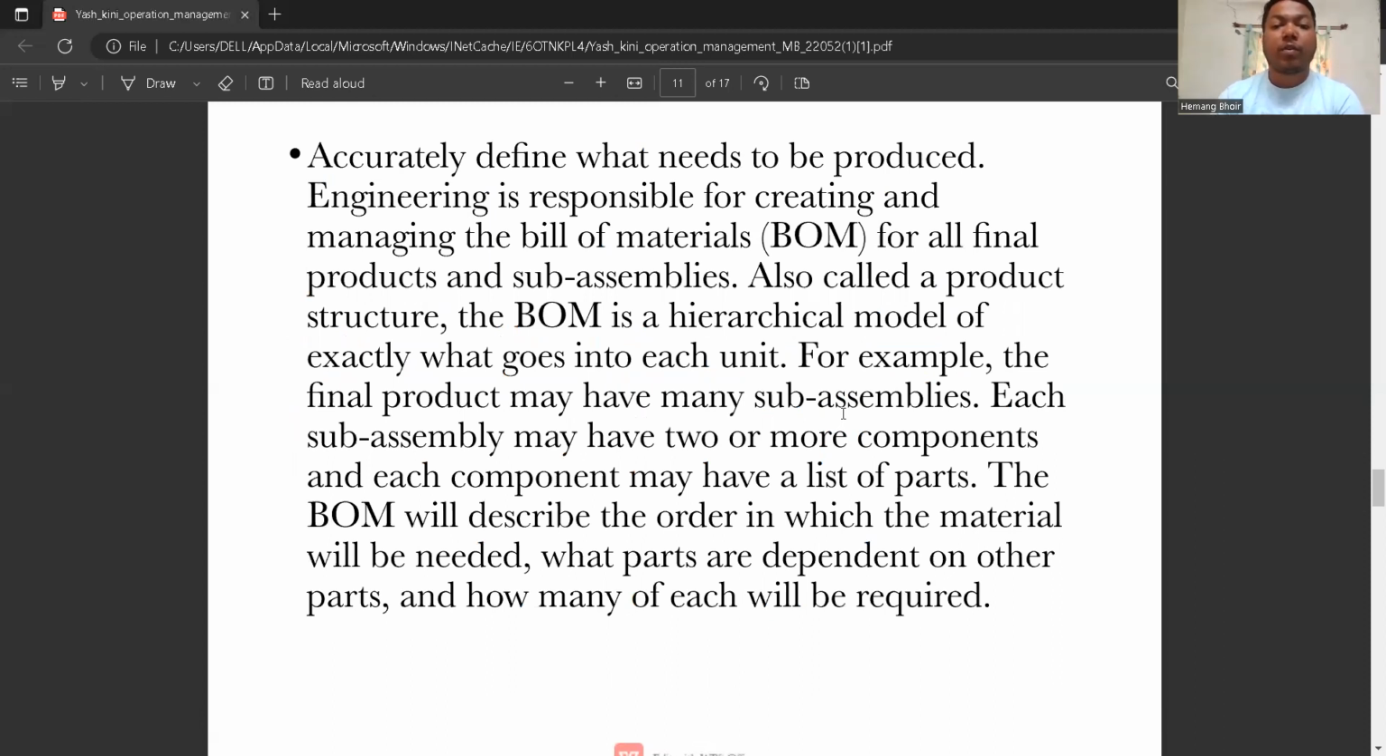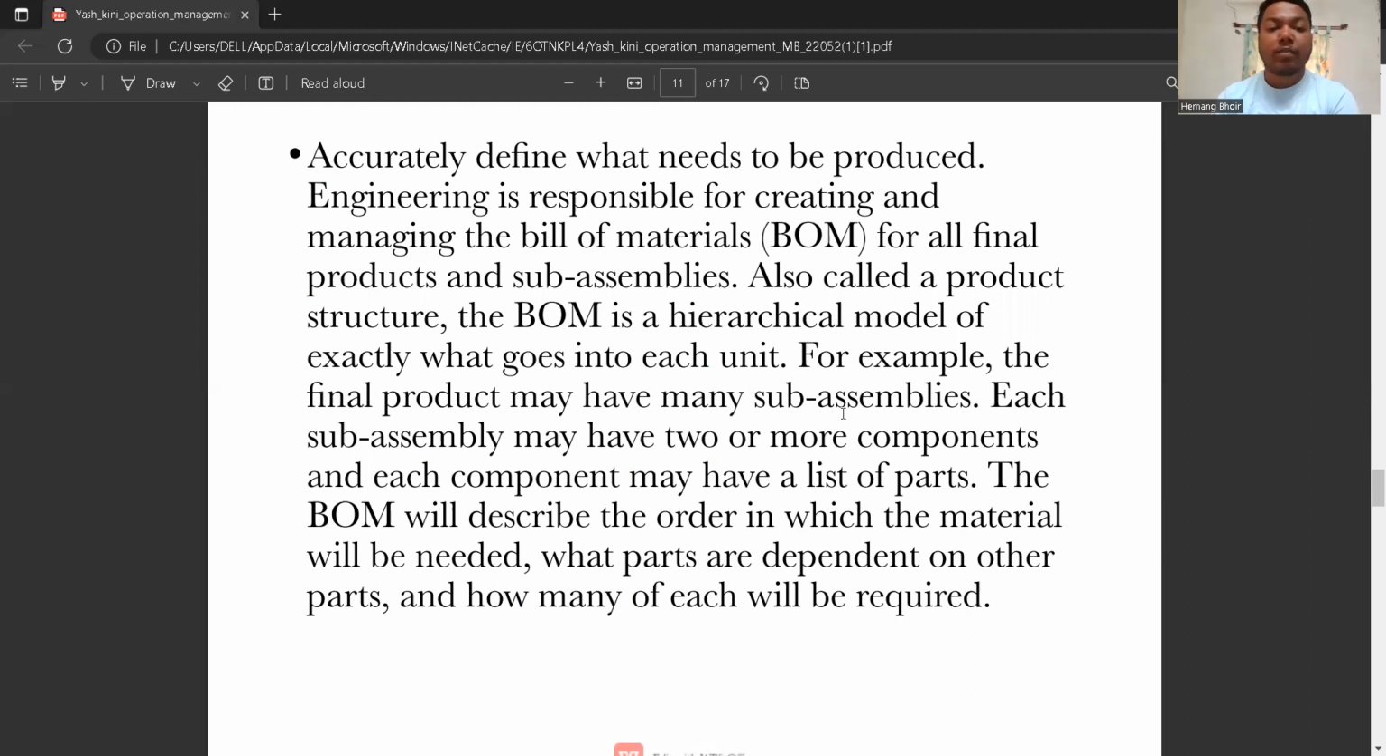Engineering is responsible for creating and managing the bill of materials for the final product and all sub-assemblies, also called product structure. The bill of materials is a hierarchical model of exactly what goes into each unit.